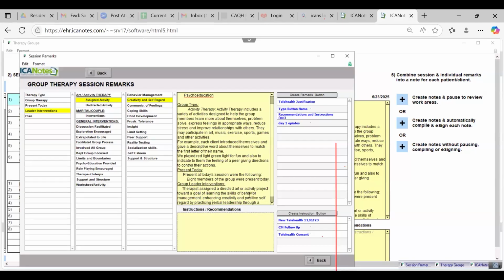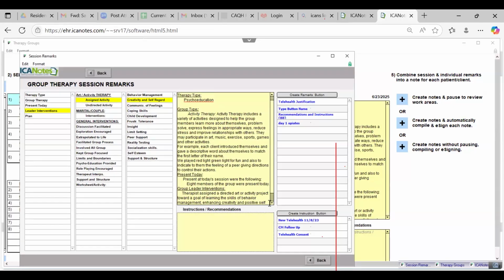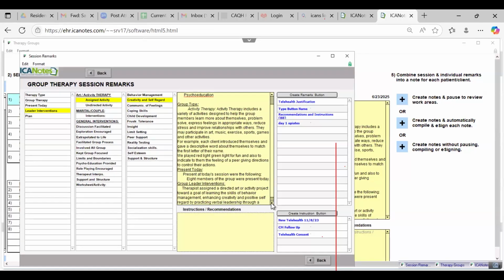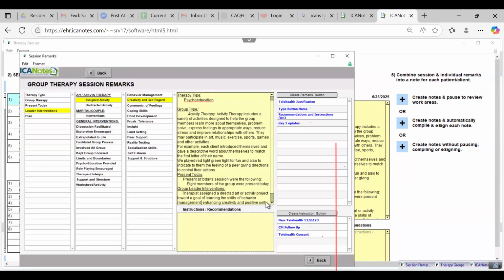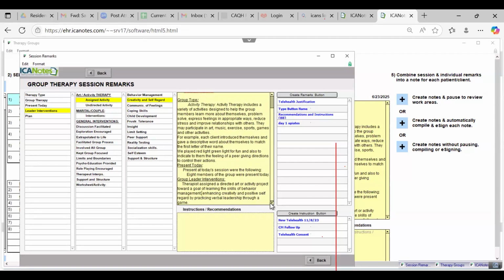Therapist assigned a directed arts activity project toward a goal of learning the skills of behavior management, enhancing. See, they put a period right there, so let me put a comma. And I know that seems like, oh my goodness, this is so tedious, but it's not too tedious, it's just little things we want to make sure. Okay. Enhancing creativity and positive self regard by practicing leadership through a game.